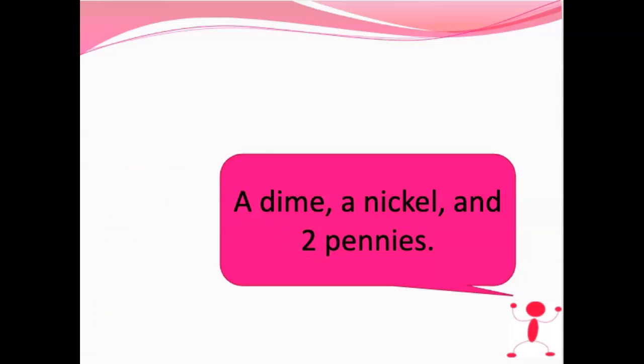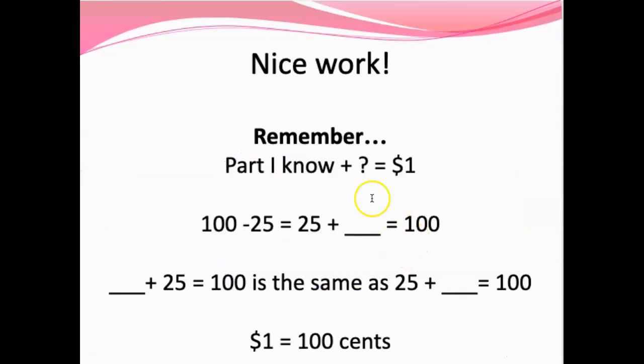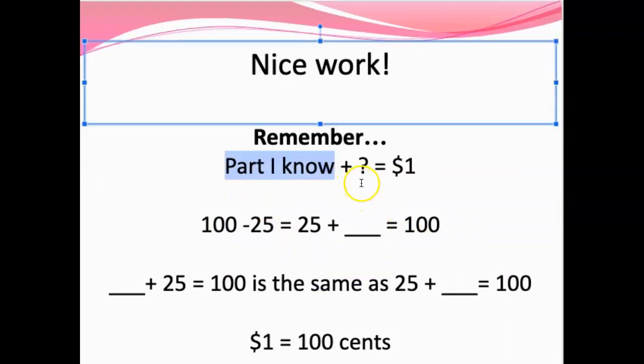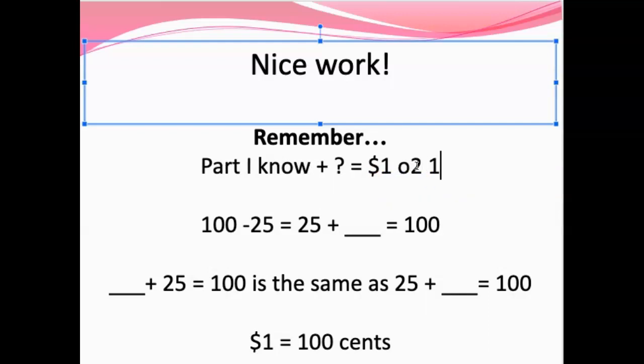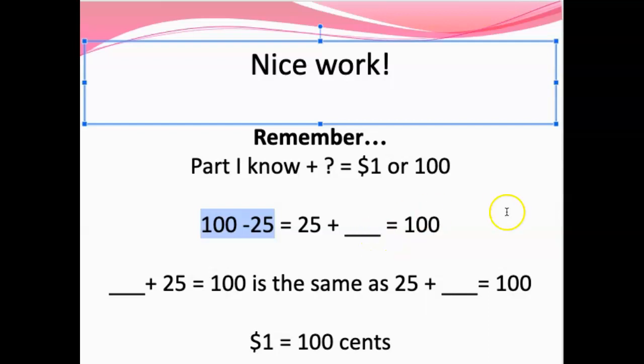So today you're going to be solving problems just like that. There's a couple things I want you to remember. We're always going to start with this type of language. Use the part you know plus the unknown, the question mark, will give you $1, or 100. $1 and 100 are the same. So if you have an equation like 100 minus 25, I would rewrite that because it's equal to 25 plus blank equals 100. So if you get confused when you see problems like this on your problem set and exit ticket, come back to this part of the video and look at this slide.